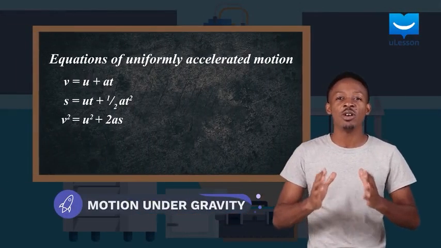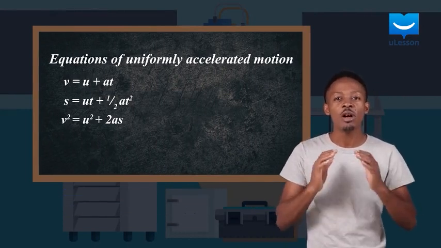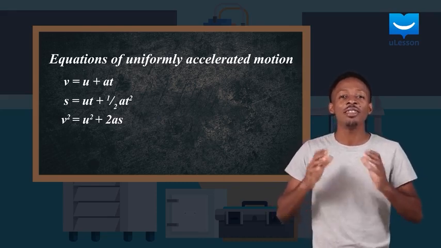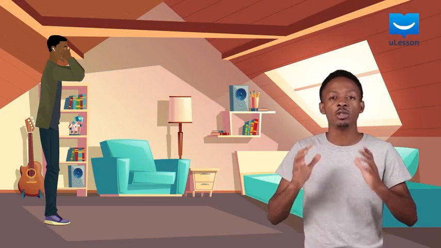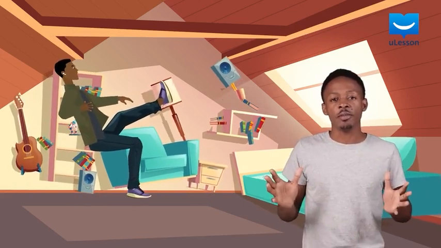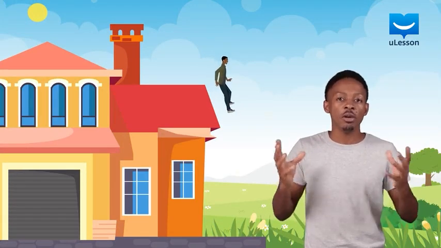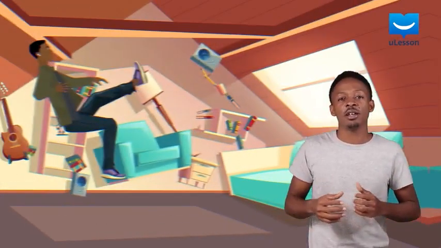Hey there! In previous lessons, we learned the equations of uniformly accelerated motion. In this lesson, we will learn how these equations can be applied to something we experience every day, and that is gravity. What do you think would happen if gravitational force ceased to exist? Yes, everything would be in disarray, and the only good thing would be that you could jump off any building and float in midair like an astronaut in space.